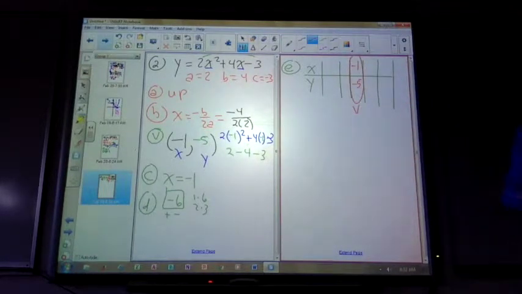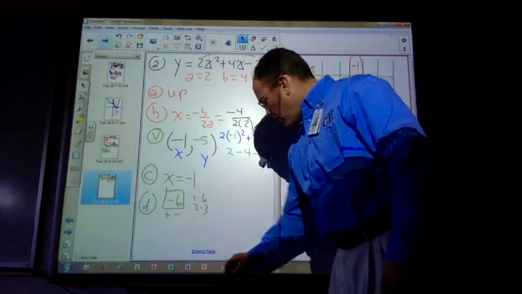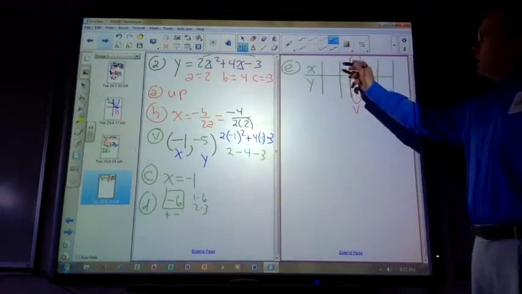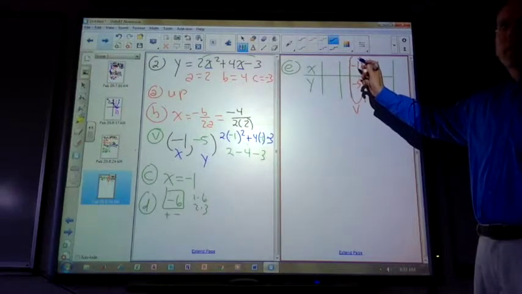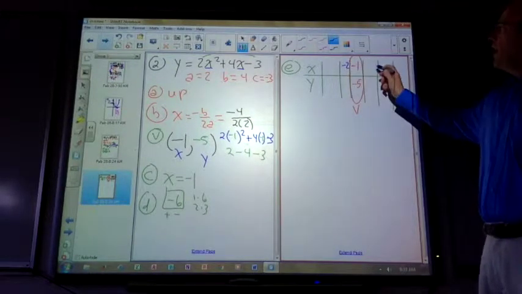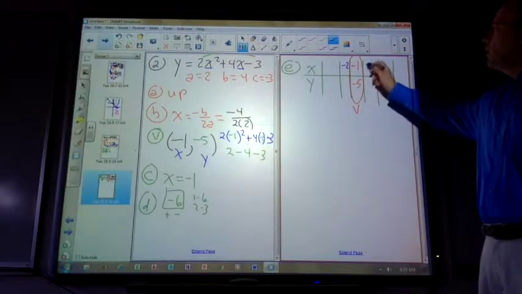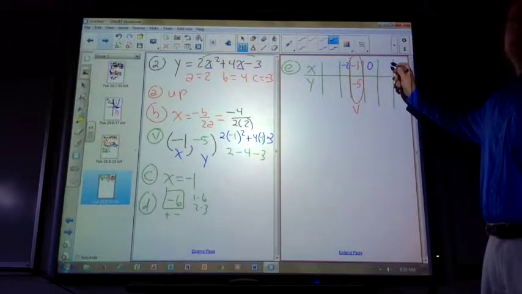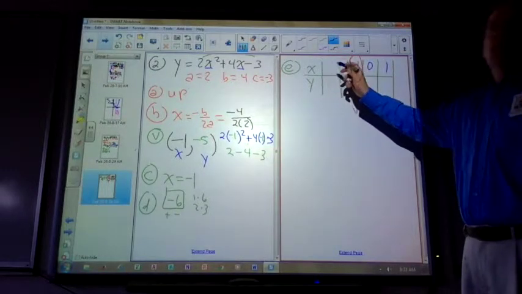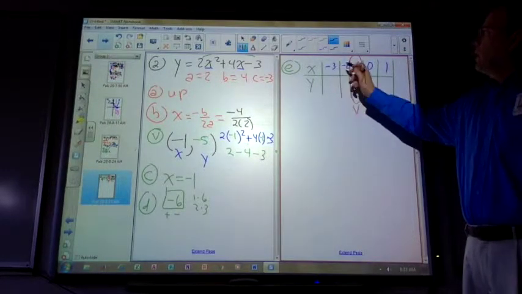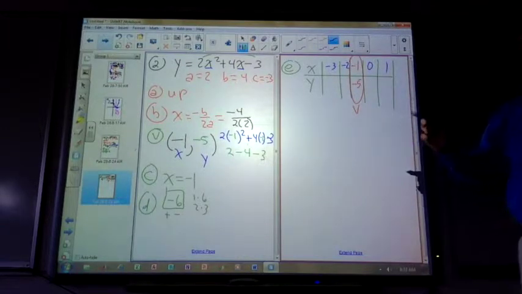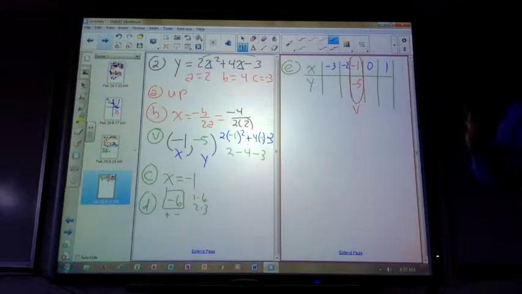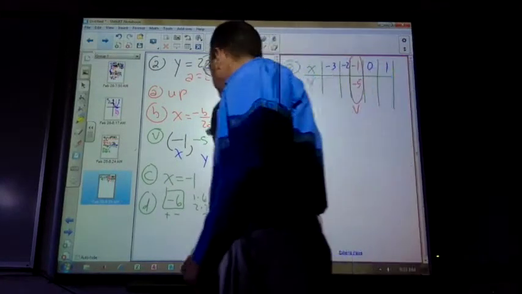Still with me? Okay. Let's see if we can do this right. One number to the left of -1 would be -2. One number to the right of -1 would be 0. One number to the right of 0 would be 1. One number to the left of -2 would be -3. -2 and 0 should have the same Y value. -3 and 1 should have the same Y value. We're close.